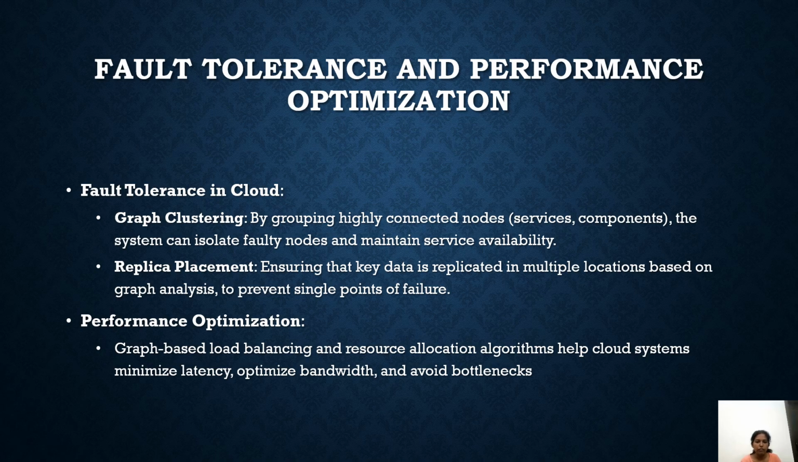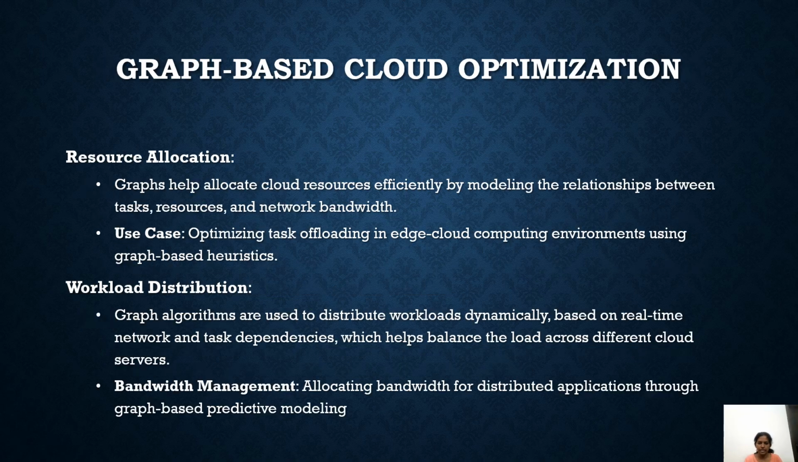Performance optimization. Graph-based load balancing and resource allocation algorithms help the cloud systems to minimize latency, optimize bandwidth, and avoid bottlenecks. Graph-based cloud optimization. Resource allocation. Graphs help allocate cloud resources efficiently by modeling the relationship between tasks, resources, and network bandwidth. Use case: optimizing task offloading in edge cloud computing environments using graph-based heuristics.